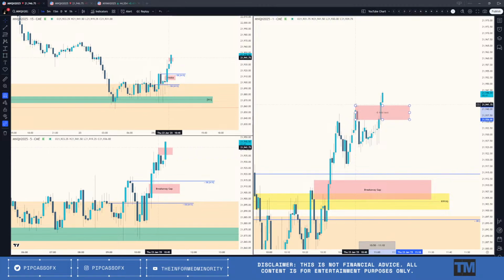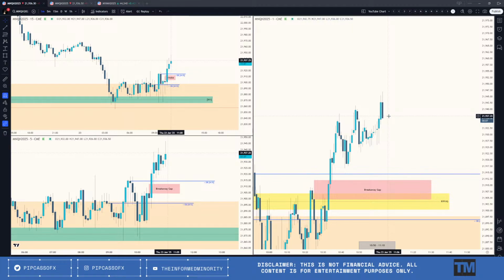Oh wait, I'm gonna do this. I'm tripping right now. This would be the fair value gap. Well, not yet. I'll just wait. Nope, no fair value gap. So nothing to do here. Nothing to do. Yep, nothing there, man.